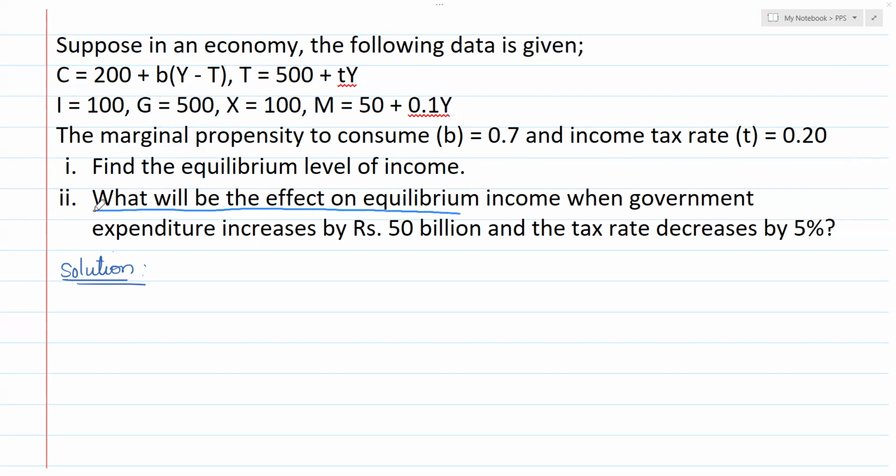What will be the effect on equilibrium income when the government expenditure increases by rupees 50 billion and the tax rate decreases by 5%? Okay, now let's solve this question.